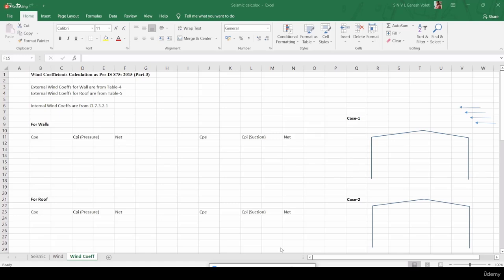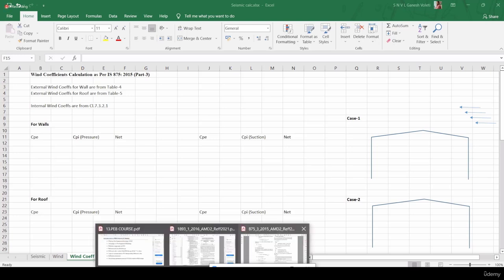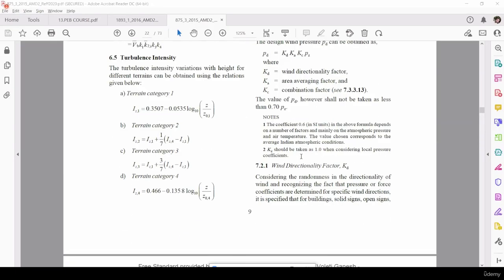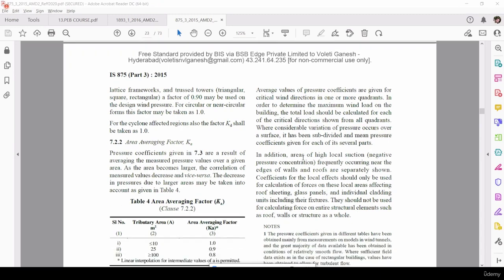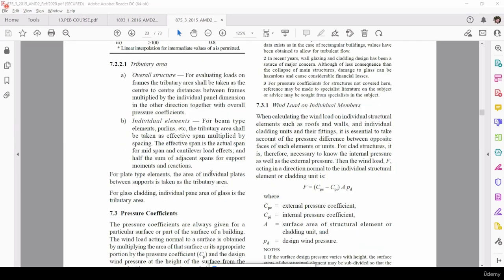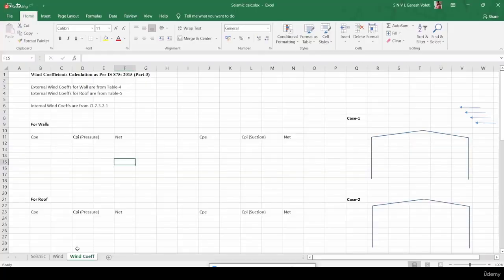Explain when and how the additional factor for coastal area is interpreted. Okay, fine. This is the thing I think you are asking about. Just let me see.